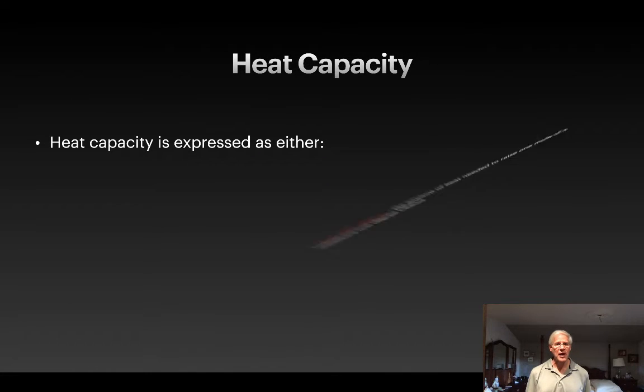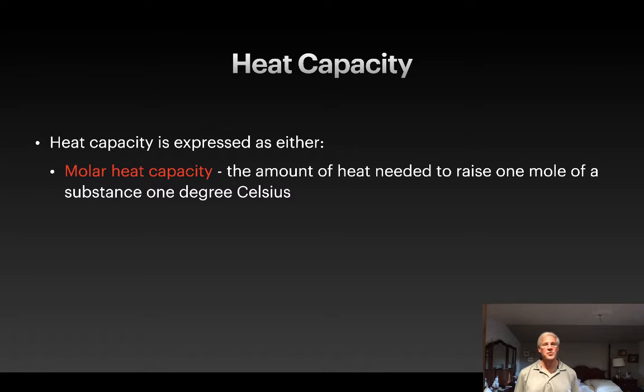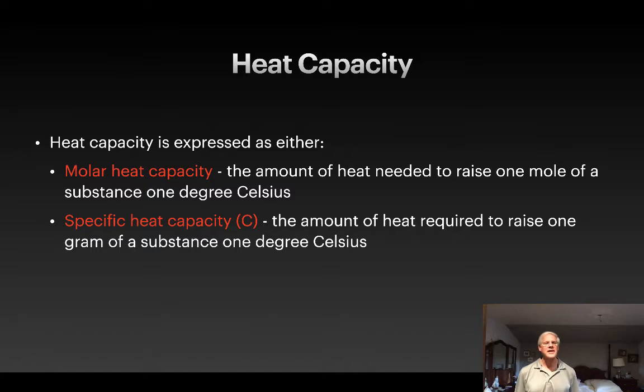So we can express heat capacity in a couple of different ways. We can express it as molar heat capacity. This is the amount of heat needed to raise 1 mole of a substance 1 degree Celsius. We don't actually use molar heat capacity very often because we're not always dealing with moles of a material. You might see it in specific disciplines, but generally what we use is something that is called a specific heat capacity. And so we use the letter C, a capital C there, for specific heat capacity. And that is the amount of heat energy needed to raise 1 gram of a substance 1 degree Celsius. So I just have 1 gram of a substance and I want to raise its temperature by 1 degree Celsius.